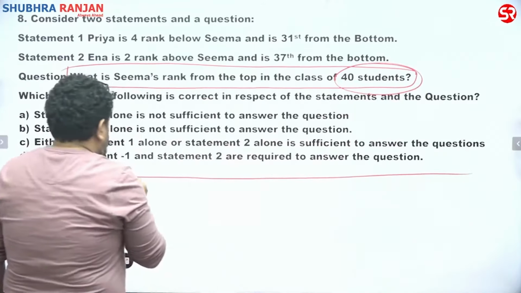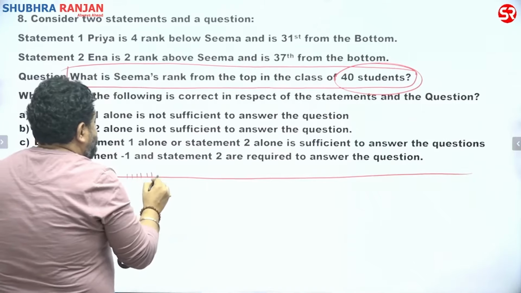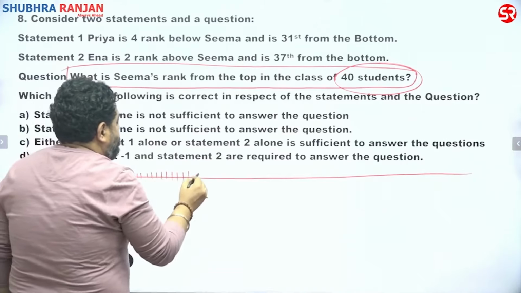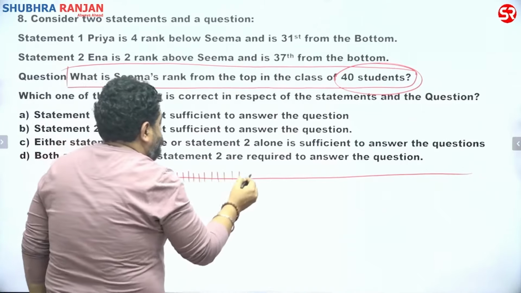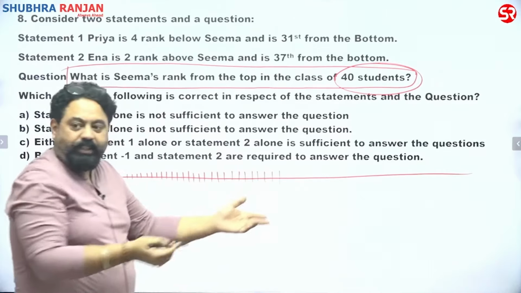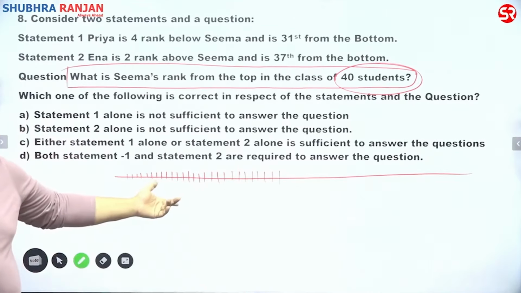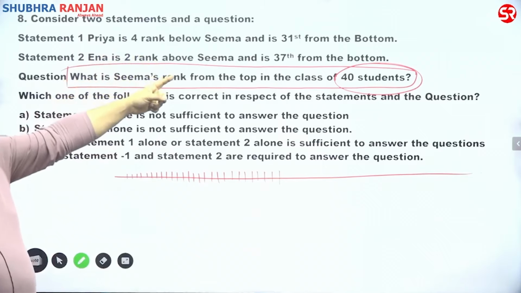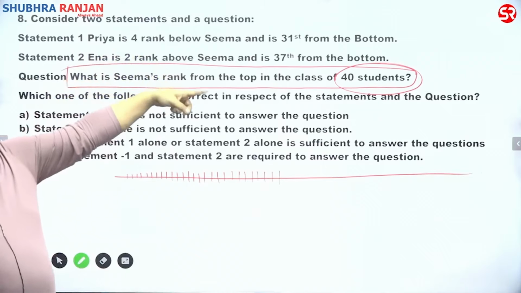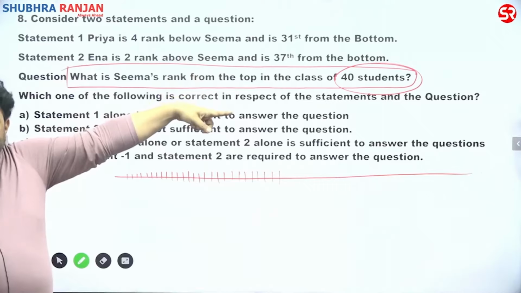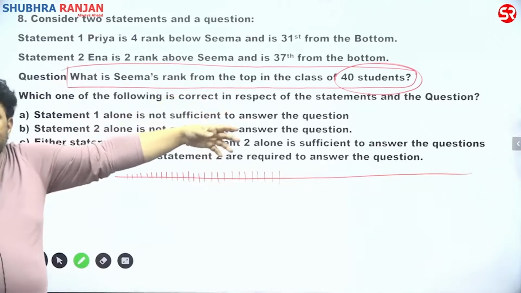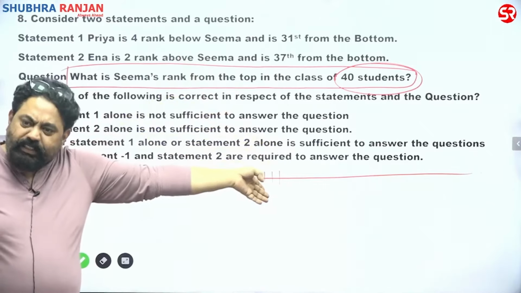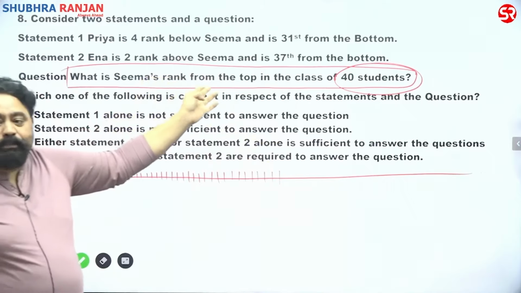See, it is 1, 2, 3, 4, 5, 6, 7, 8, 9, 10, 11, 12, 13, 14, 15, 16, 17, 18, 19, 20, 21, 22, 23 and keep on doing it till 40. After that it gives you the answer. First is giving you the answer. Priya is 4 ranks below Seema and is 31st from the bottom. All you needed to do was make 40 places. He says 31st from the bottom.